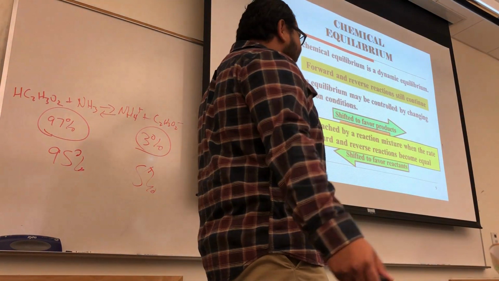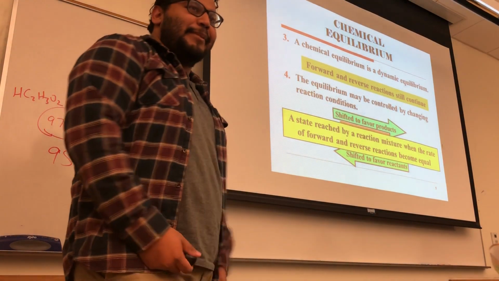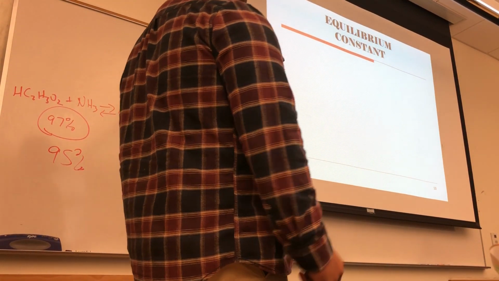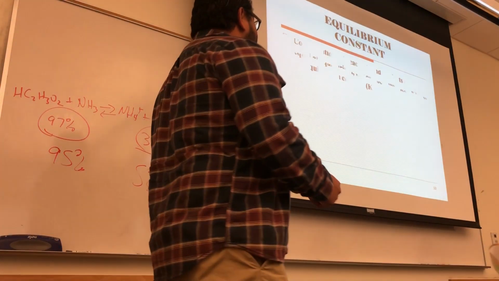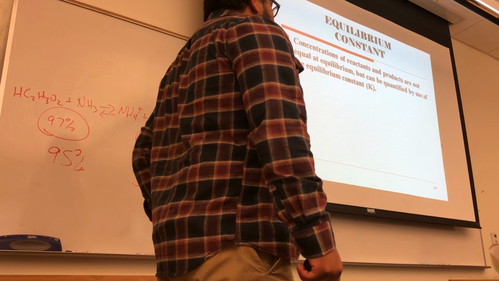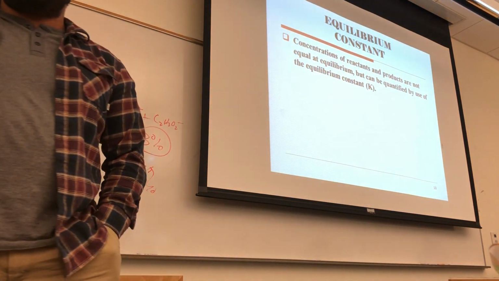So again, this is reiterating what we said. When the rates are equal, we've reached an equilibrium. The equilibrium constant is really the meat and potatoes of this. So another constant, and what does this constant represent?